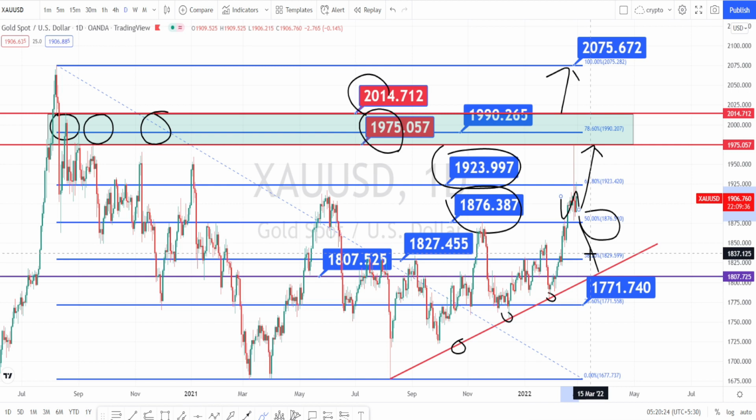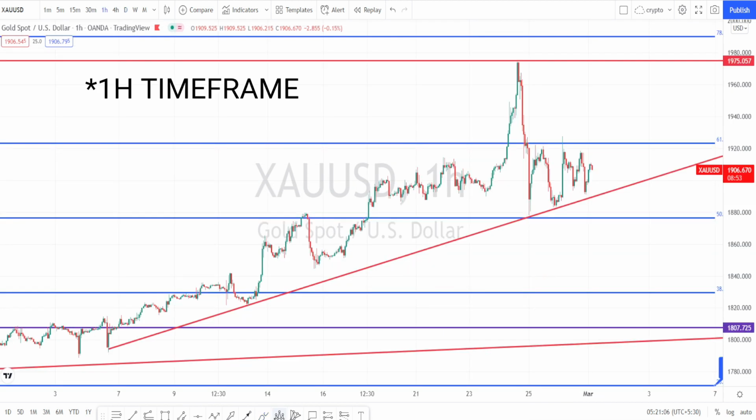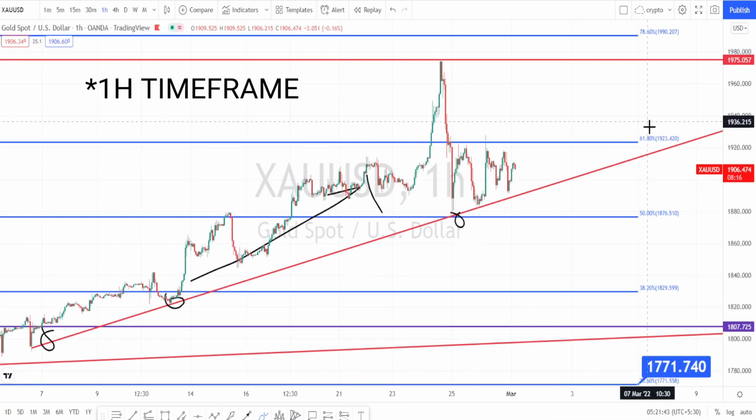Let us do the analysis in 4 hours time frame. I am in 4 hours time frame now. When we look at the trend in 4 hours time frame also, I have drawn a trend line over here. The price action has taken support on this trend line. It is in a very strong bullish trend, and it couldn't break the resistance level of 1923, which is around the 61.80 level in the Fibonacci tool.